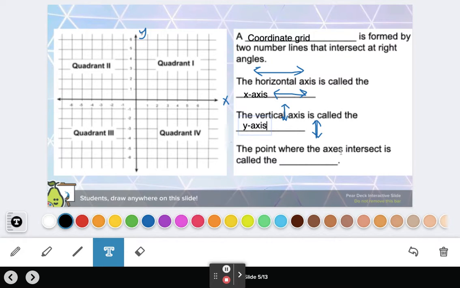And then it says the point where the axes intersect is called the origin. So that is our origin, where the two number lines intersect. So that means where the two number lines cross. So right here is called my origin. Okay.